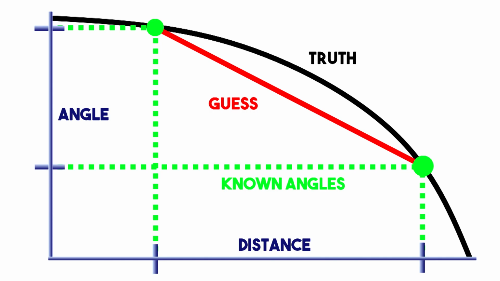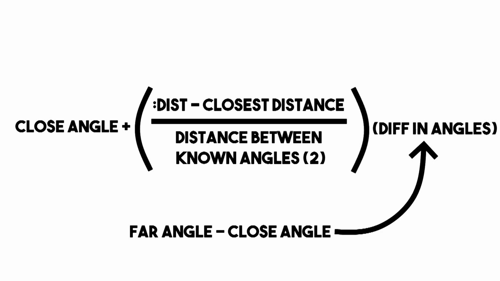To find this guess angle, I want to first find the total angle between the two closest known angles, then add as much of the total angle as the rangefinder has detected beyond the closest known angle/distance. The equation looks like this, where that middle term is how much of the total angle between the two closest angles, the third term, we want to add to the closest angle, the first term.